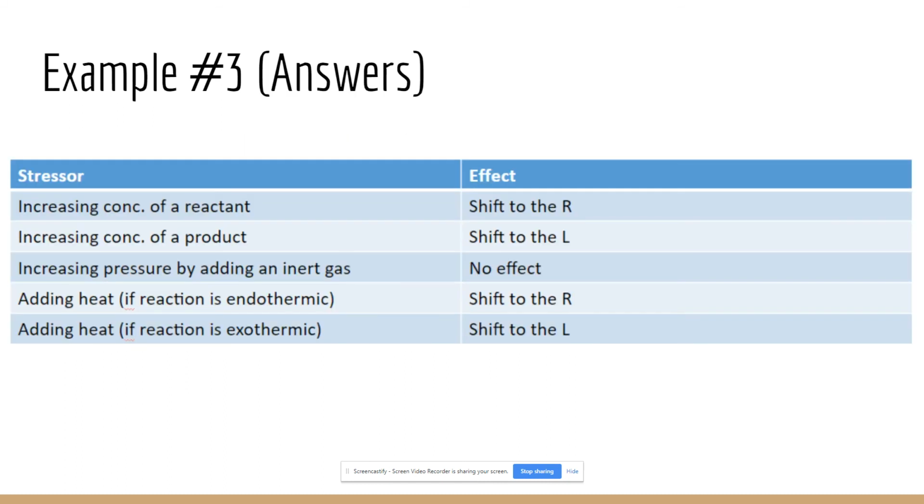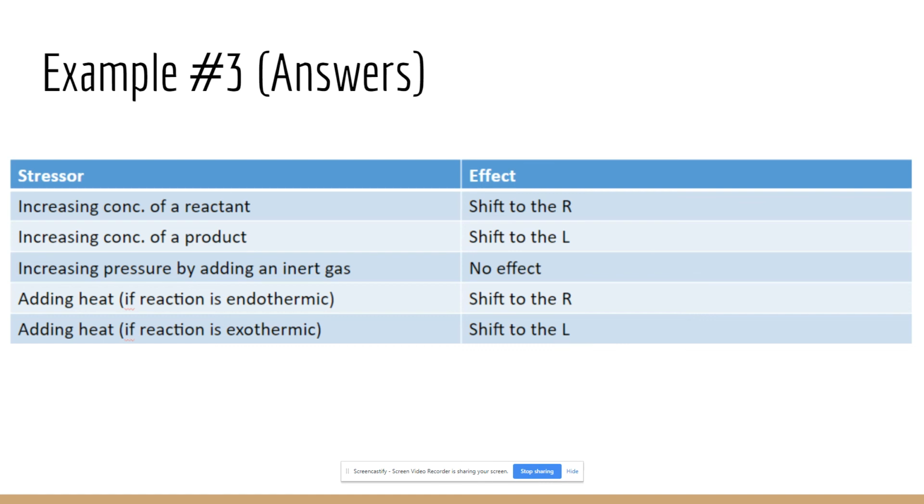Okay, if I increase the concentration of the reactant, I'm going to shift to the right. I'm going to be producing more product. That makes sense because otherwise I would no longer be at equilibrium. The reverse is also true. If I increase the concentration of the product, the equilibrium is going to shift to the left. If you increase pressure by adding an inert gas, there's not going to be an effect. The reason is that there's not actually any change to the number of collisions, because the inert gas, even if you're increasing the pressure, isn't actually contributing to the collisions that affect the reaction rates.